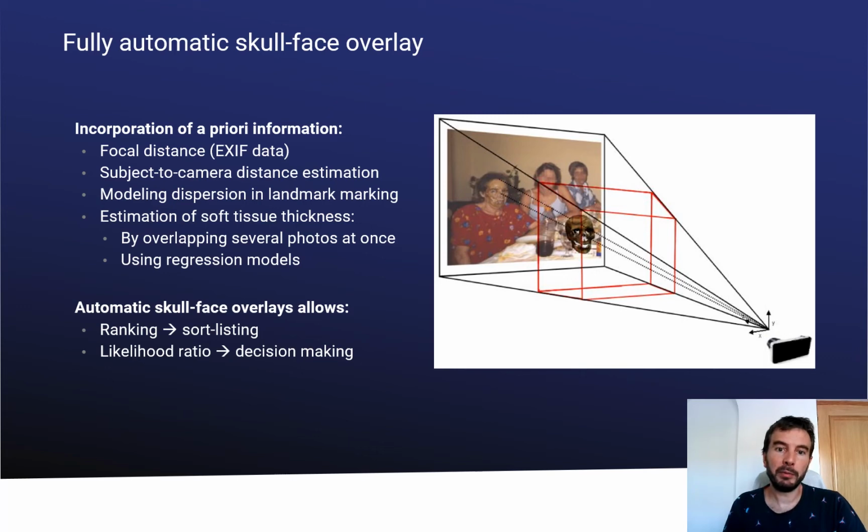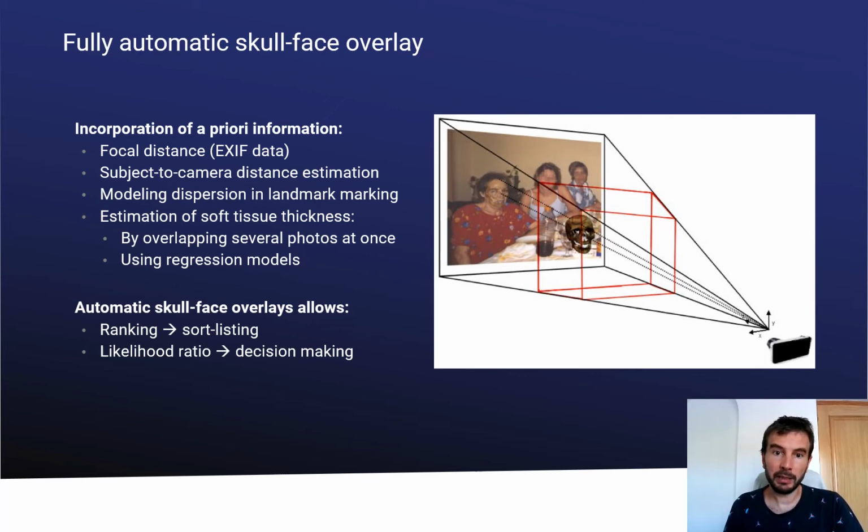Our new proposal improves our previous ones thanks to the integration of a priori information. That is to say, the focal length employed, which we can extract from the metadata in the case of a digital photograph, the subject to camera distance estimated using the deep learning approach mentioned in some slides before, and the soft tissue estimation. In these two cases, we feed the algorithm with a range of possible subject to camera distances and soft tissue thickness, using the estimated measures and the percentile 95 error. We have also included a simple modeling of the cephalometric landmark location error.